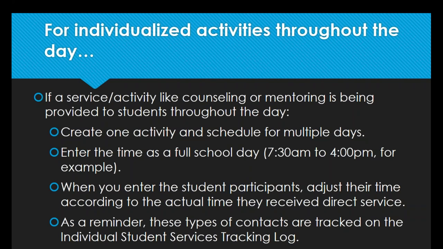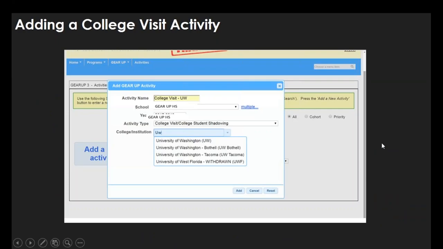Okay, so we kind of went through adding a student activity, and next I'd like to show you how to do a college activity, or a college visit, and the only reason is because it is a little bit different in the fact that you're going to add the actual college. So you would go in and set up the activity, as I've shown you before, and it would come up with an activity detail box. When you click on the date that the activity is in, you would be able to add it to your calendar. When I'm adding the activity, it's going to be determined on whether it's going to show the drop-down box for the college and institution by what the activity type is. So once you've chosen the activity type, college visit and college student shadowing, that's when you'll be able to choose your college from the drop-down box.